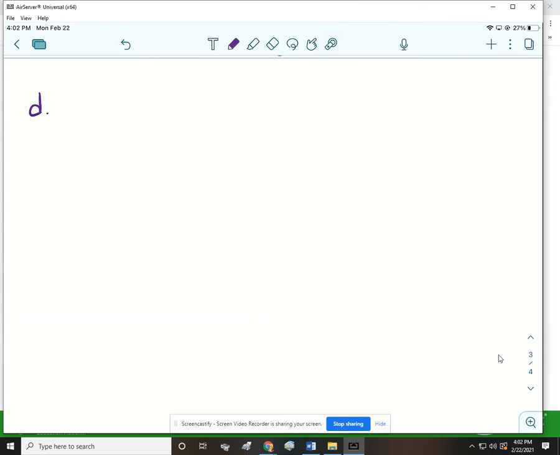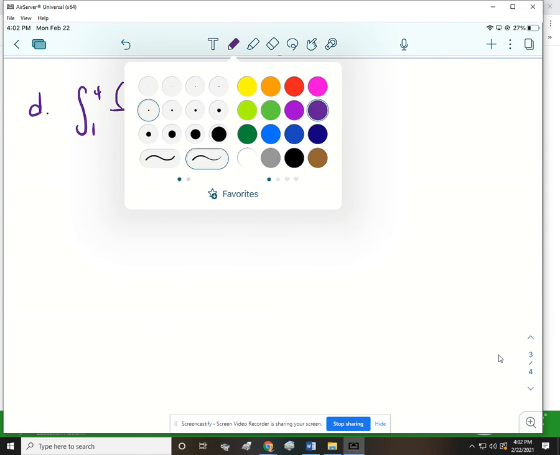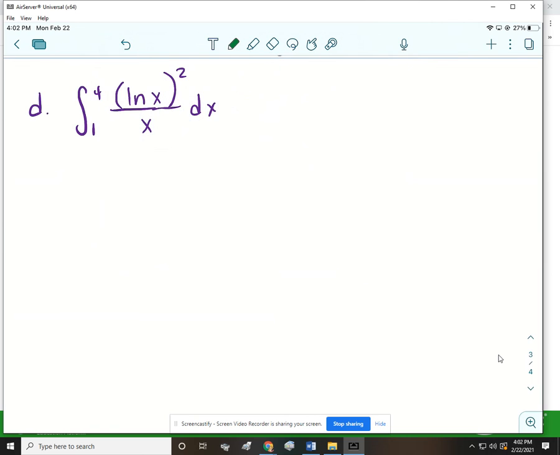All right, one more. We have the integral from 1 to 4 of a fraction. The numerator is the natural log of x squared. The denominator is x, and then we have dx. So this one is different. A lot of times on these fraction ones, I tell you that the denominator is u. The denominator is the inside function, but that's definitely not right on this one. So it's not always that way.